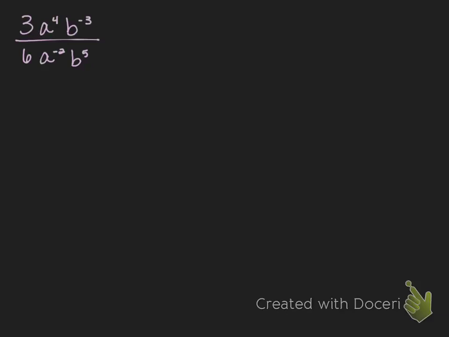Hi guys, today we're going to look at an example where we use the laws of exponents to simplify an expression that has negative exponents included in this. So we're going to look at the expression 3a to the fourth times b to the negative third all over the quantity 6a to the negative second power times b to the fifth.